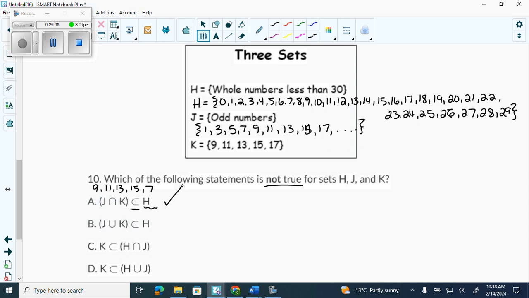J or K, think about it. J or K are the numbers 1, 3, 5, 7, 9, 11, 13, 15, 17, 19, 21, on. Are they a subset of H, guys? Where does H stop at? 29. Do these stop at that odd number? No. It's the one that's not true. Okay?